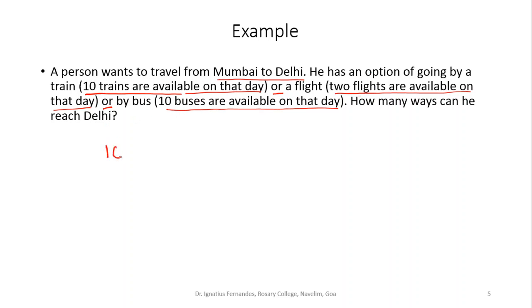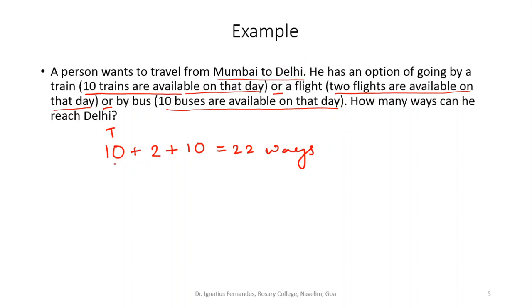So he can take any one of these 10 trains, or he can take any of the 2 flights, or he can take any of the 10 buses. So in total he has 10 plus 2 plus 10, that is equal to 22 options. 22 ways he can travel from Mumbai to Delhi.